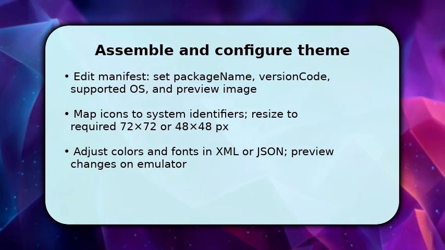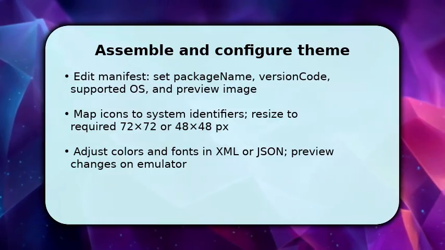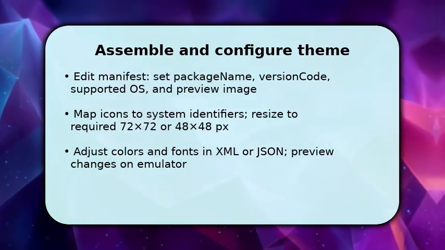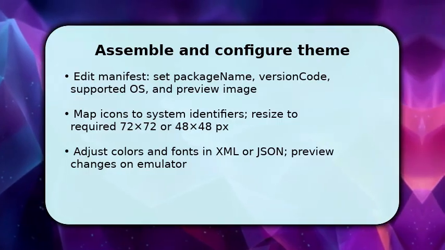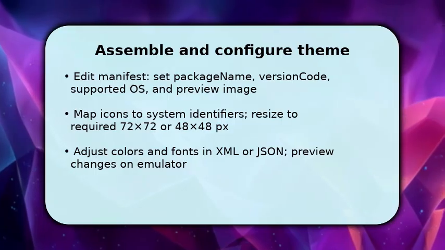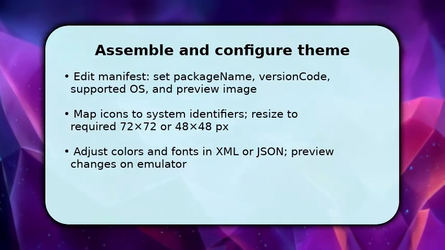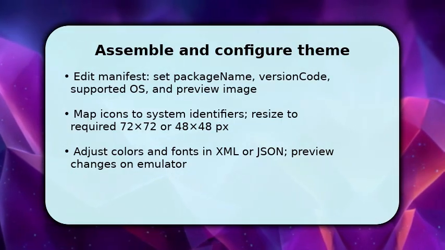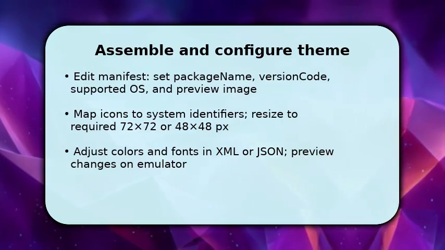Map each icon file to the correct system identifier and resize to required dimensions like 72 x 72 for launcher and 48 x 48 for settings. Edit the manifest to declare supported OS versions and include a preview image so Vivo recognizes the theme.